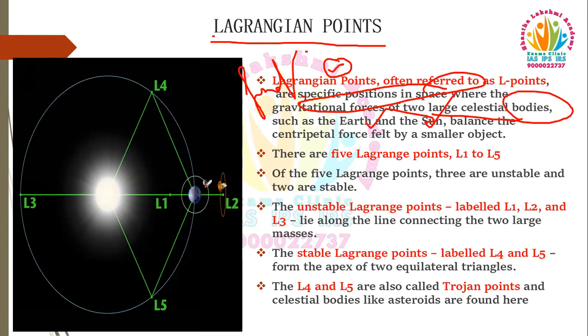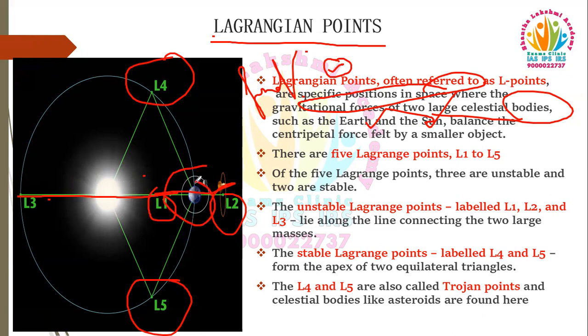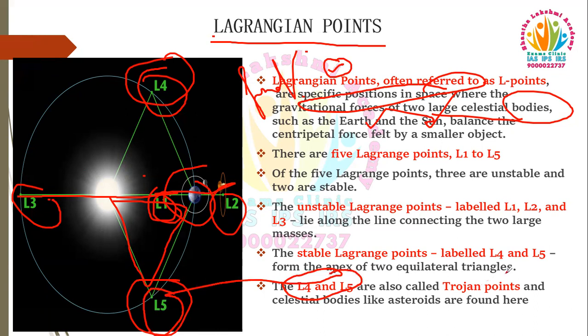So we have 5 Lagrange points, that is L1, L2, L3, L4 and L5. L1, L2, L3 are located along the line connecting the two large masses, that is the Sun and the Earth. L4 and L5 are located at the apex of two equilateral triangles. Among the 5 Lagrange points, the first 3, that is L1, L2, L3, are unstable, and L4 and L5 are the stable points. These L4 and L5 points are also called Trojan points.